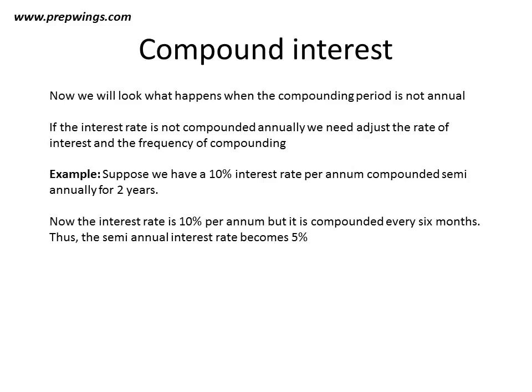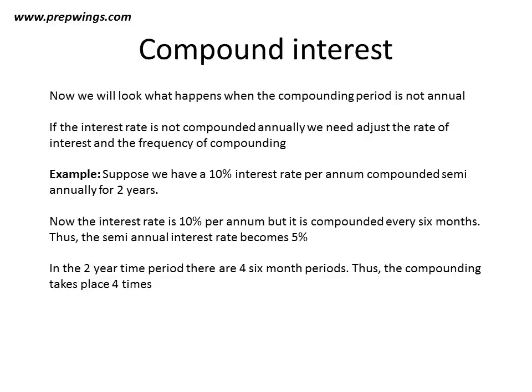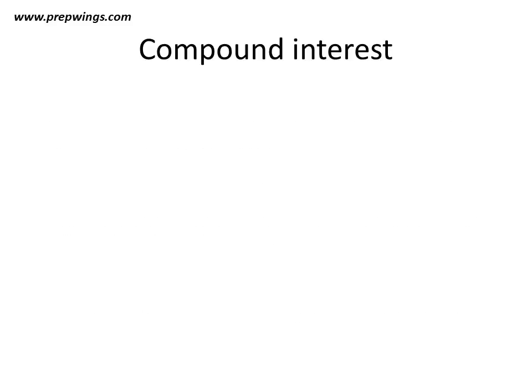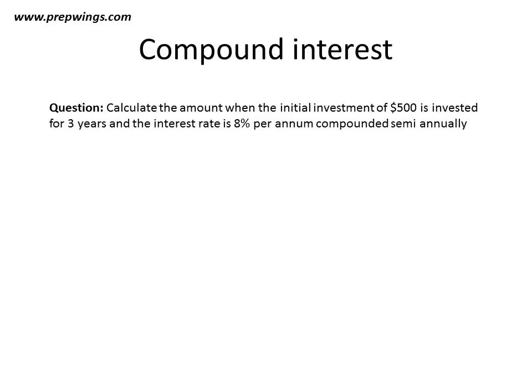Okay, now the time period is 2 years, but we are doing compounding semi-annually. So if you look at it, in 2 years there are 4 six-month periods. Thus compounding will take place 4 times. So to calculate the amount, the principal will be increased 4 times by 5% consecutively. Okay, we'll look at an example now.